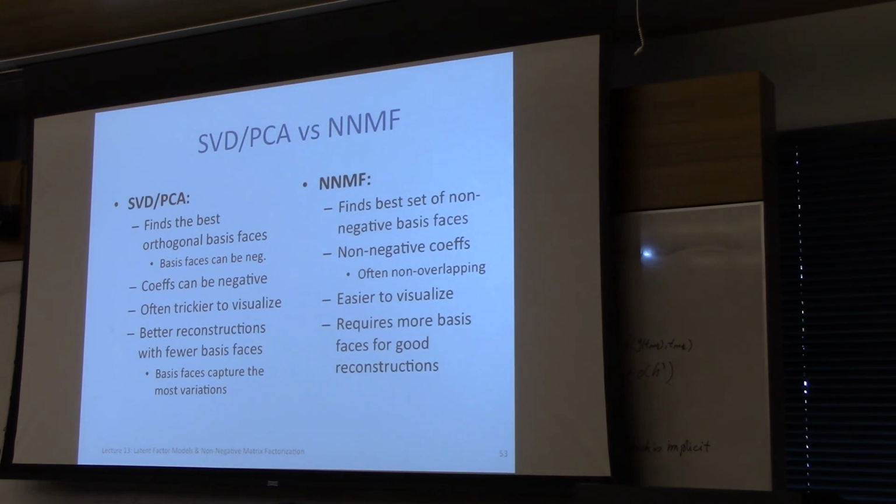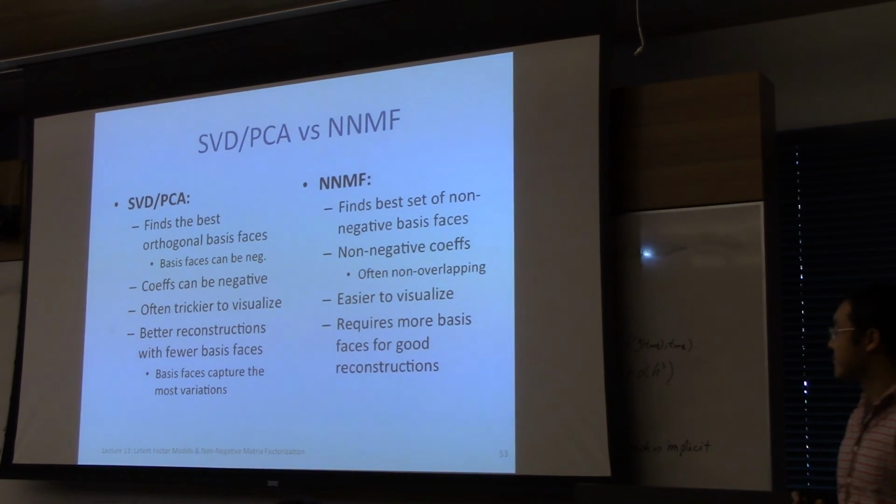So let's say PCA finds the best orthogonal basis faces, but they can be negative, coefficients can be negative, so it's trickier to visualize. With respect to squared error, it gives you better reconstruction with fewer basis faces, because that's just by definition what the SVD tries to go for. Non-negative matrix factorization tries to find the best set of non-negative basis faces with non-negative coefficients, and they're often easier to visualize because the dark parts of the image are just no contribution, then some contribution. Of course, because they're not orthogonal, they can require more bases for good reconstructions. Okay? So that's the trade-off.